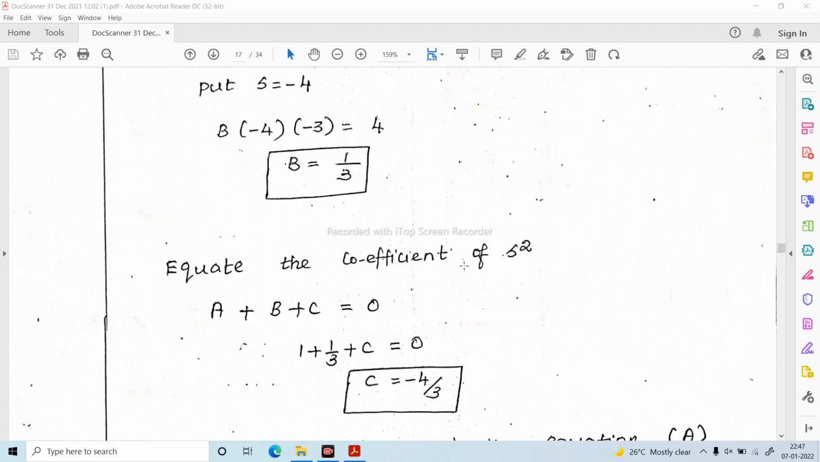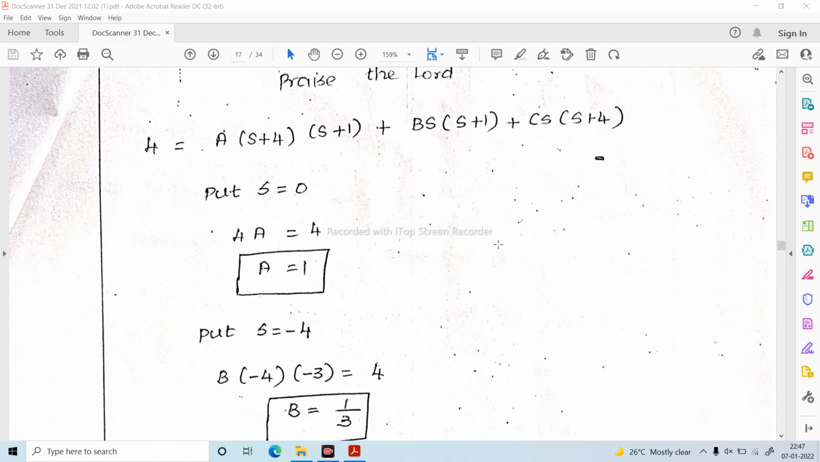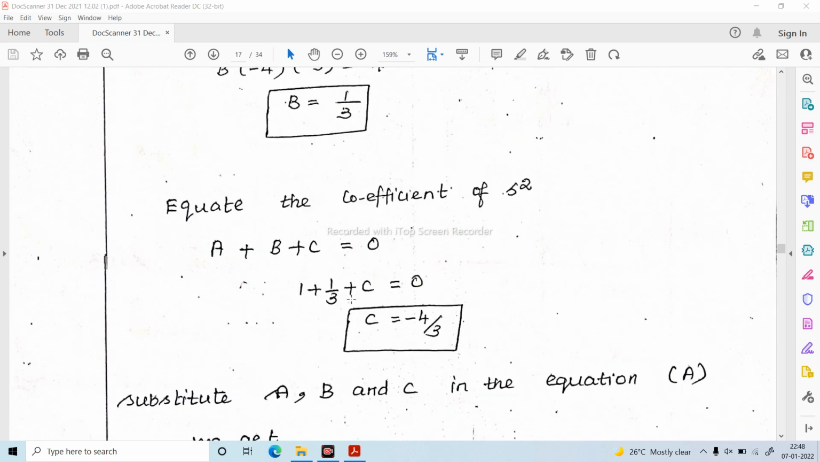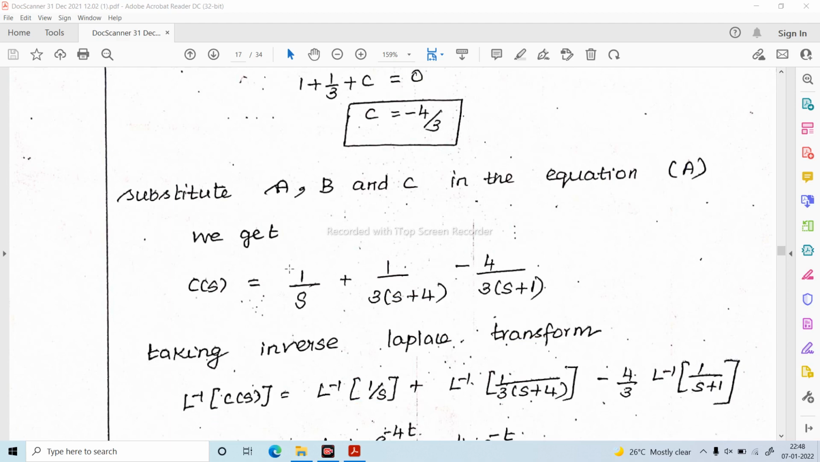In a similar manner, equating the coefficient of s square. Here we are having the coefficient A, here the coefficient B, and here the coefficient C. But on the left hand side of the equation there is no coefficient of s square, so simply put 0. So 1 plus 1 by 3 plus C is equal to 0, C is equal to minus 4 by 3. After finishing this, we have to substitute the values of A, B, C in the equation. So C(s) is 1 by s plus 1 by 3 into (s plus 4) minus 4 by 3 into (s plus 1).